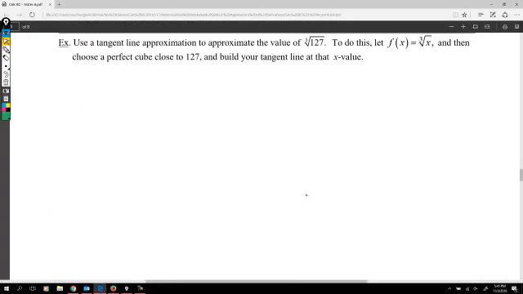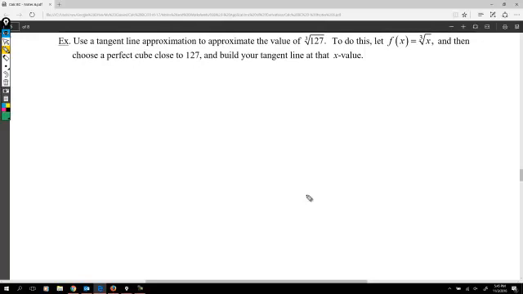Okay, now let's actually get into an application. So right here, I want to use a tangent line to approximate the value of the cube root of 127, something that would be rather difficult to do by hand. All right, so what we're going to do is let our function be the cube root of x.